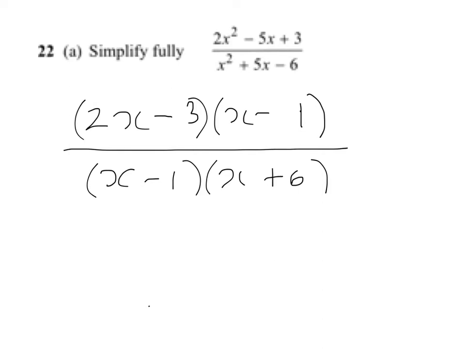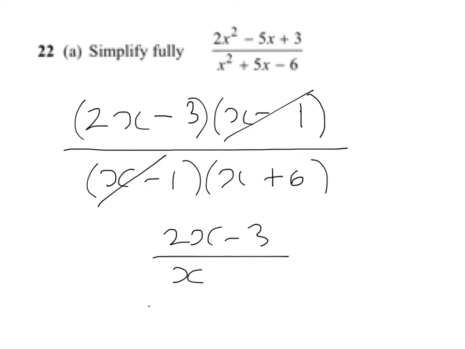So we can see that on the top and the bottom, we've got the same factor, x minus 1. X minus 1 can cancel. So your final answer when simplified is 2x minus 3, all divided by x plus 6. That's the answer to part A. Let's go to part B now.